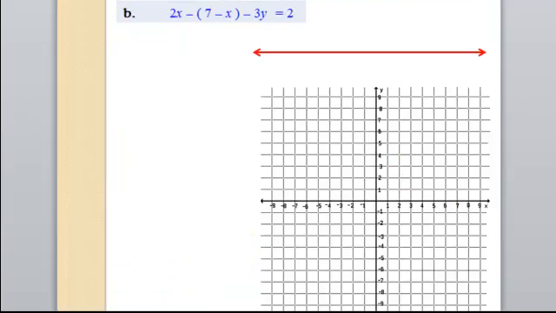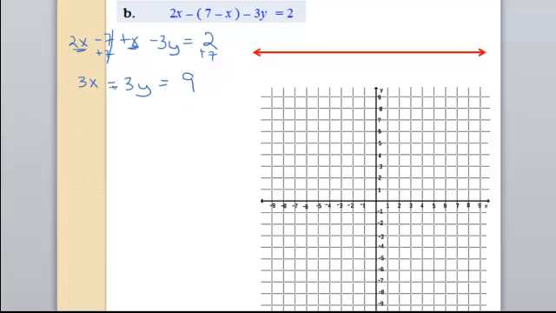Okay, let's try the next one. We need to find the x and the y intercepts of this equation. You can work it in the form that it's in right now, but it might be easier if you put it in standard form first. So let's go ahead and distribute that negative. Combine like terms, so 2x plus x will give us 3x. Let's go ahead and add 7 to both sides so that that's 0. And then we have minus 3y equals 7 plus 2 is 9.